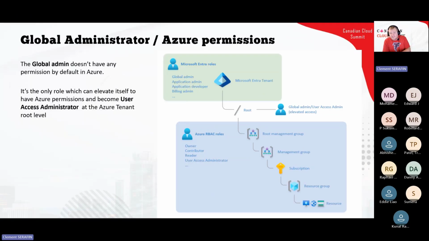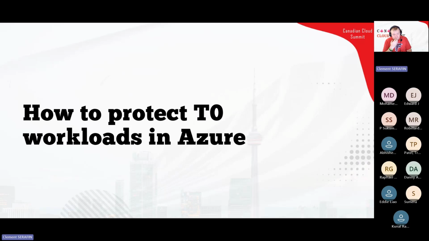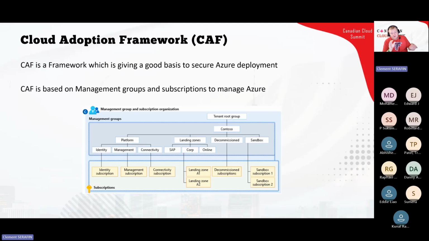So yeah, I put the details here about the global administrator and Azure permissions. Right now, when I'm elevating myself, I can control Azure and Entra ID. So we are protecting the T0 workloads in Azure. We have what we call the Cloud Adoption Framework. It's a little tool from Microsoft. I really appreciate it because if you are following it, basically, you will be good in any case. So it's a good basis.